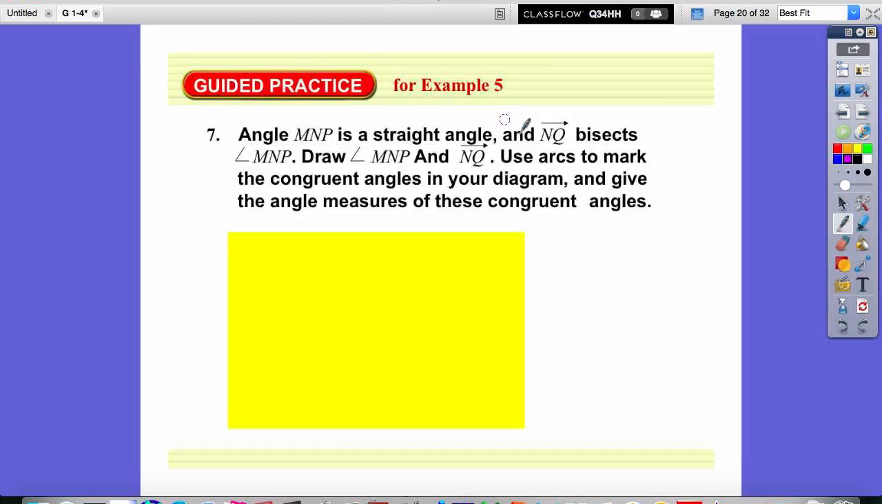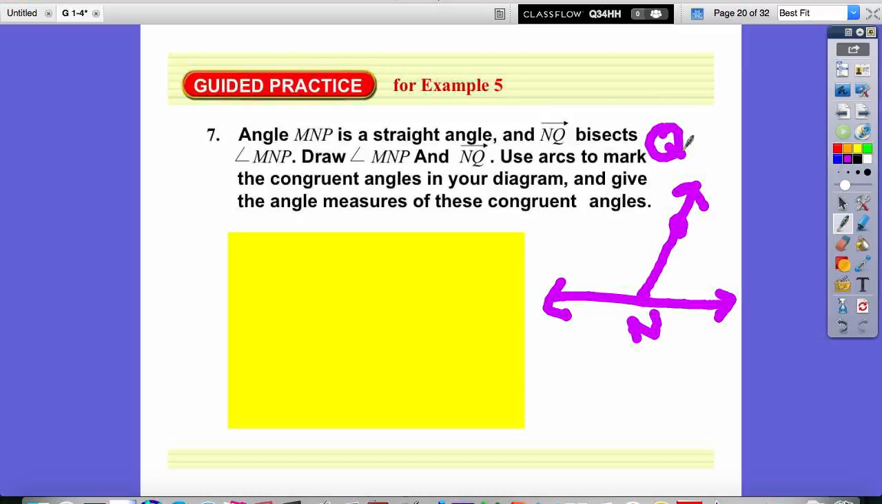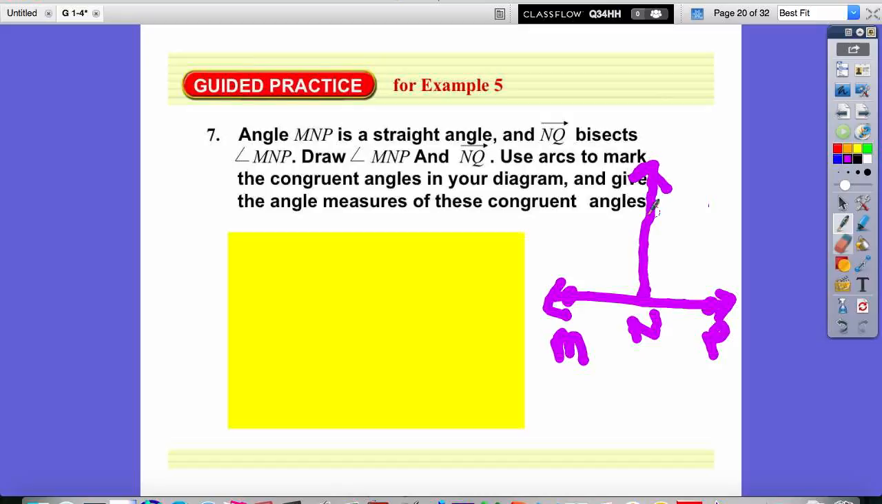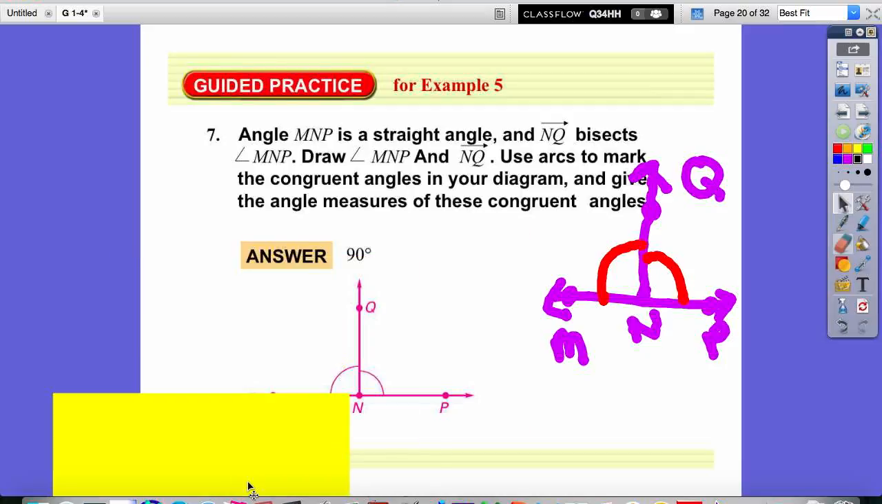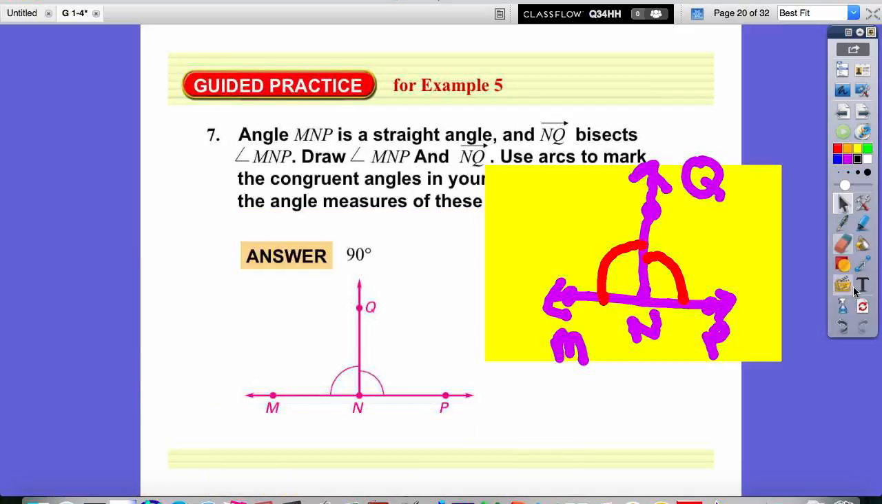Angle MNP is a straight angle. So it's going to look like it. And NQ, it may not be drawn to scale, bisects MNP. So if it bisects and those are equal and that's 180 degrees, then 1/2 of 180 degrees is 90. So I can redraw this like that, NQ. So this and this are congruent since they add up to 180. They have to each be 90 degrees.